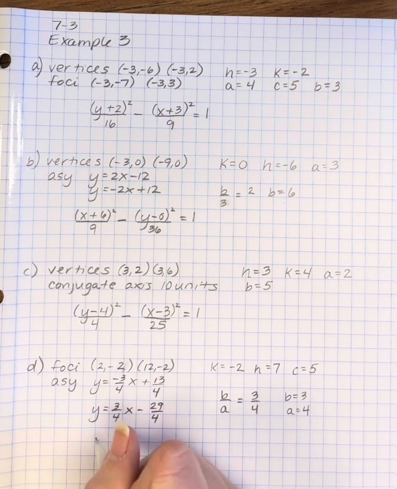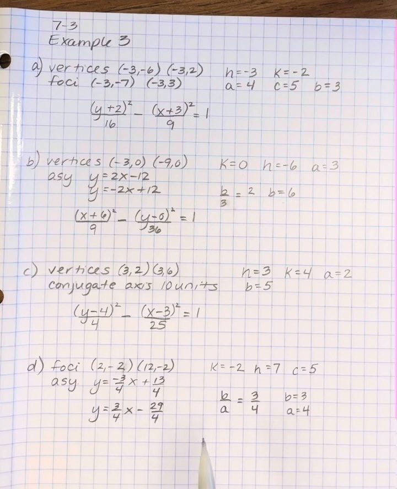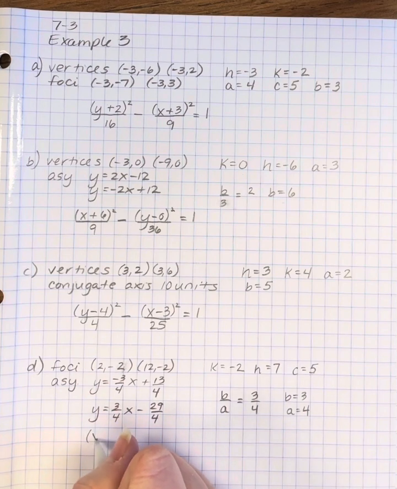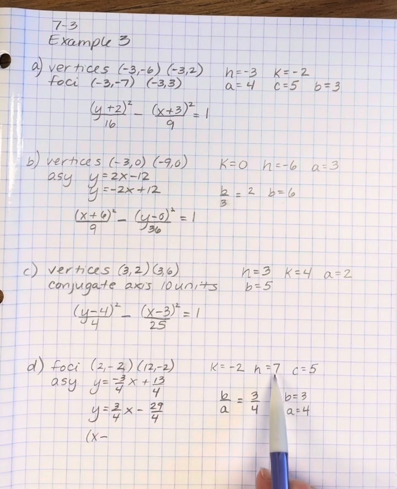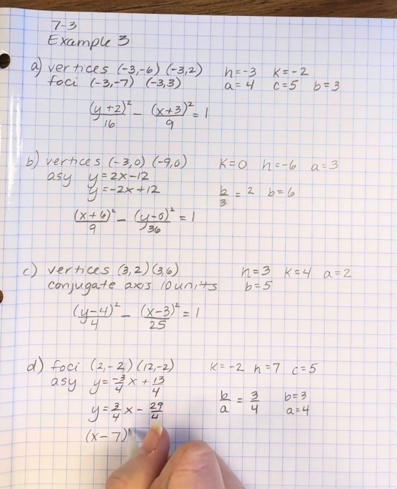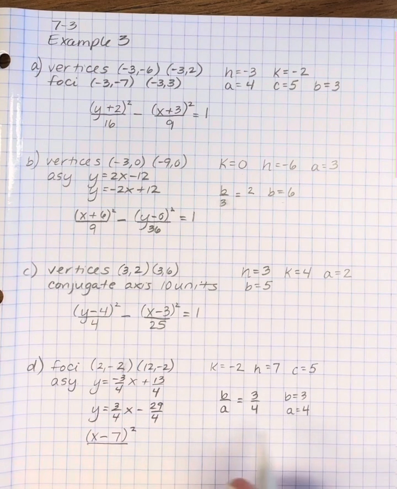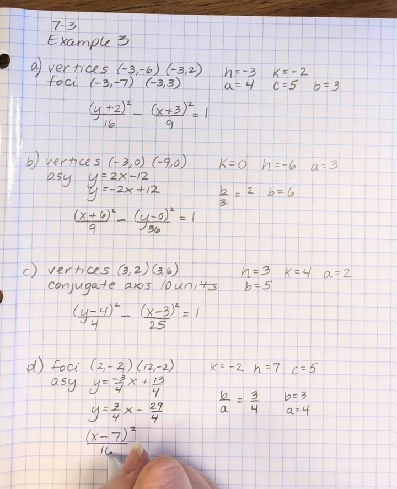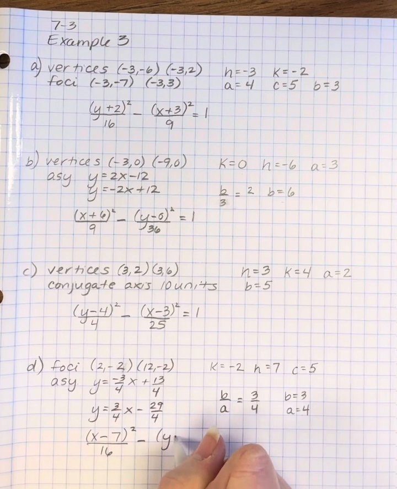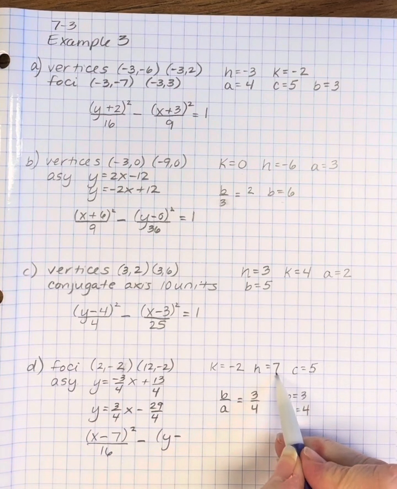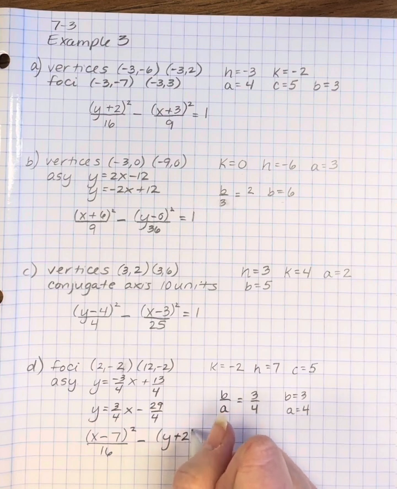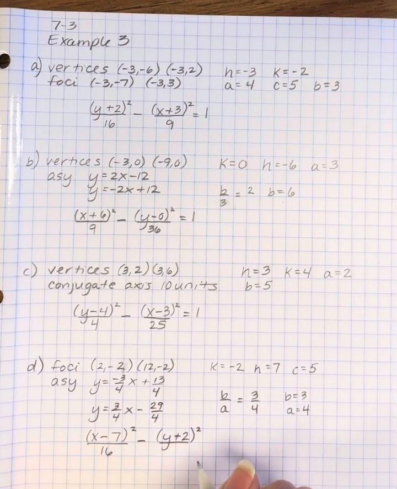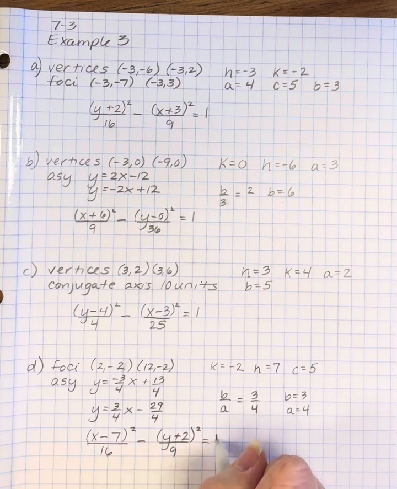So writing my answer, this one was horizontal, so my x squared is going to go first. So I have x minus h squared over a squared minus y minus k, so it's going to be y plus 2 squared over b squared equals 1.